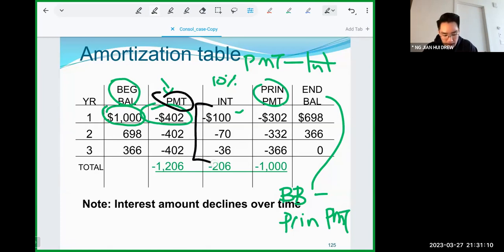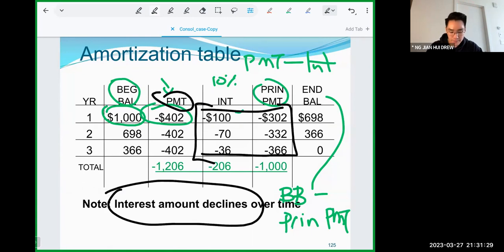So what's happening here? This block of values will keep on changing, and you will notice your principal will increase over time because your payment is the same. That's right. So this is important: interest declines over time. And this is a 3 years amortizing loan. So at the end of the 3 years, you should have zero loan, right? Because you have paid off all your loan already.